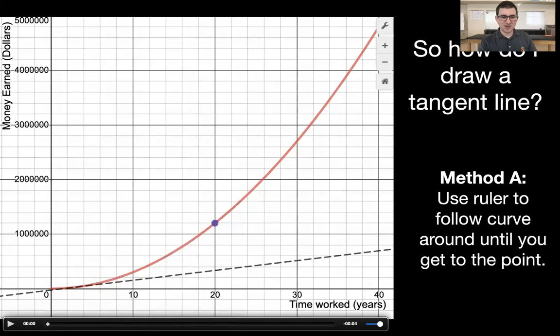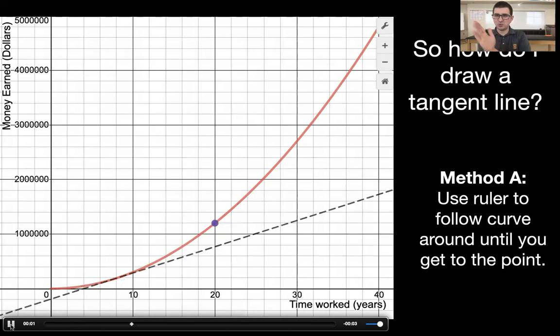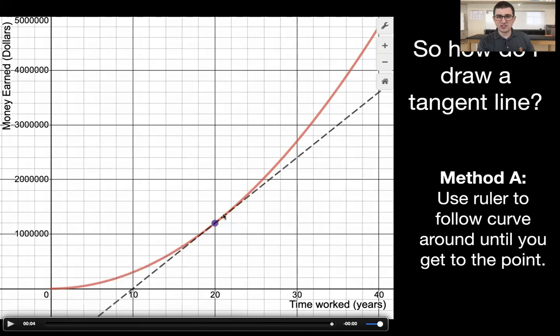Let's watch that one more time. You see the ruler and you're sort of following the curve around, keeping your eye on 20 years and following the curve until you get to 20 years. And you can see how this is a tangent to or parallel to the curve right at 20 years. So that is my tangent line at 20 years. So you're going to need to practice doing some tangent lines, and you might want to practice with method A and method B to see which you prefer, which is easier for you.